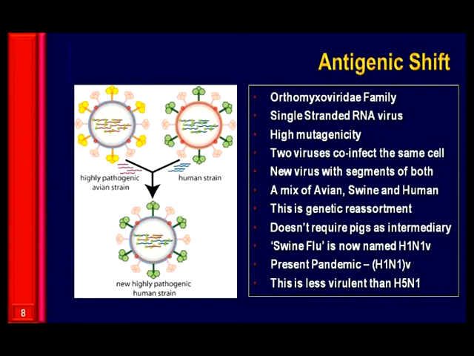Orthomyxoviridae family, single stranded RNA, as I told you, high mutagenicity because they are RNA viruses. When two viruses co-infect the same cell, a new virus with segments of both will develop. A mix of the avian, swine and human genes of the virus occurs. This is a genetic reassortment and does not require pigs as the intermediary for transmission. Swine flu, as I told you, is now named H1N1V. The present pandemic is caused by H1N1V. This is less virulent compared to the avian flu, which is H5N1, but more virulent than the seasonal flu H1N1.